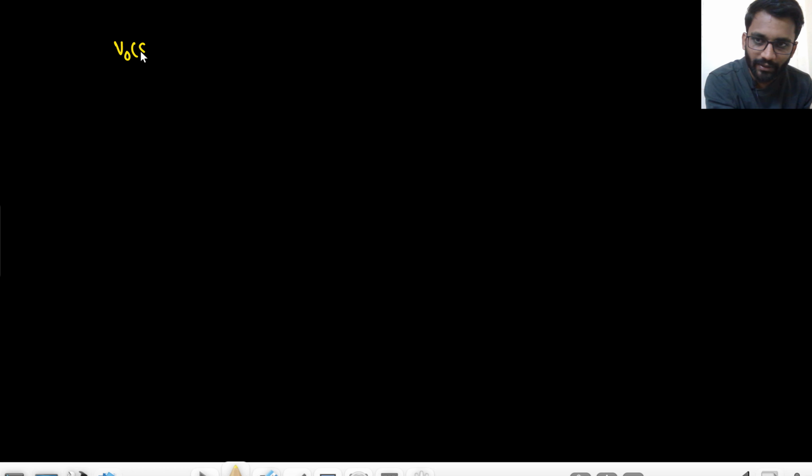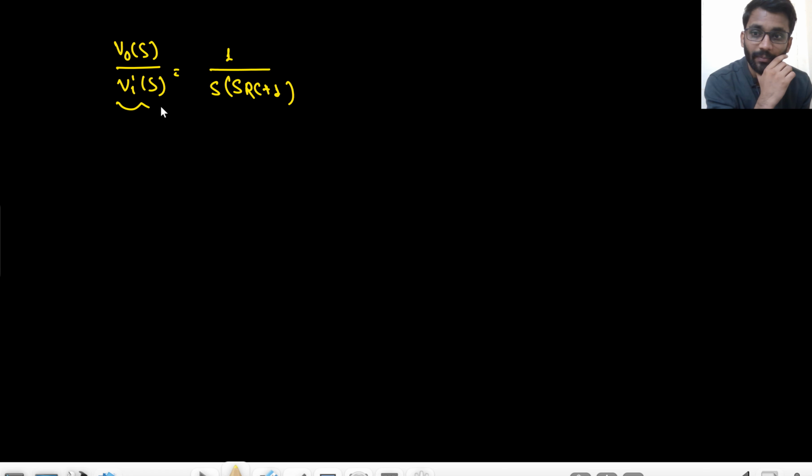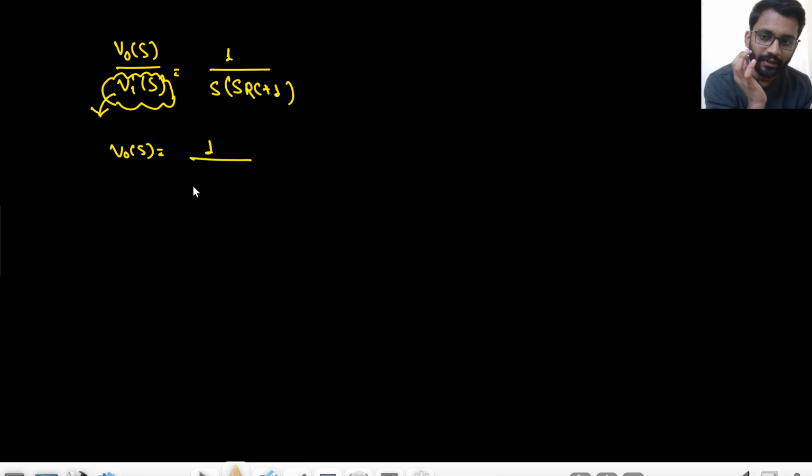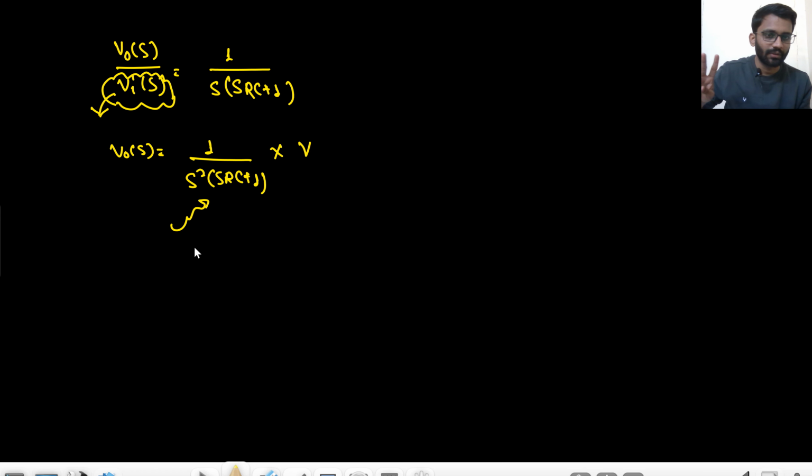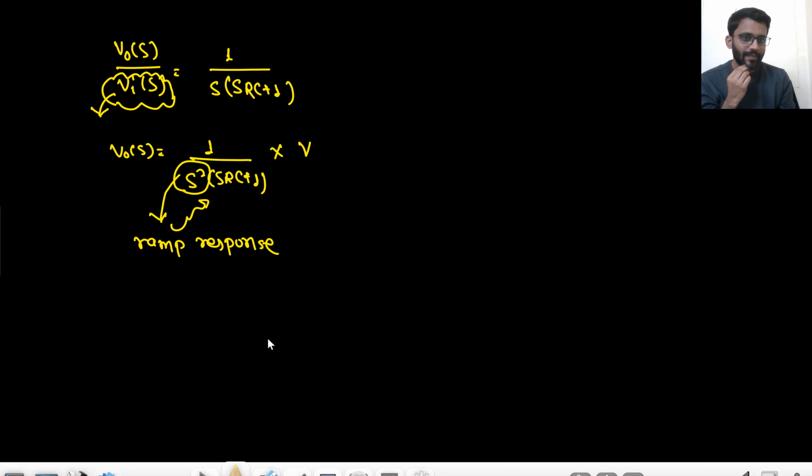So look, what do I want actually? I want a transfer function like this, right? This is what I want. Right. Now if my input is a step function, so what would happen? It will give me something like this. Input is some V, V by S. So S square. So this would give me one exponential and one ramp. So the response would be unstable. Because this will give me a ramp response, right? S square will give me a ramp response. Are you getting my point? Do you understand what I am trying to deliver here? The response will be ramp. So I don't think there is a possibility to make the circuit.